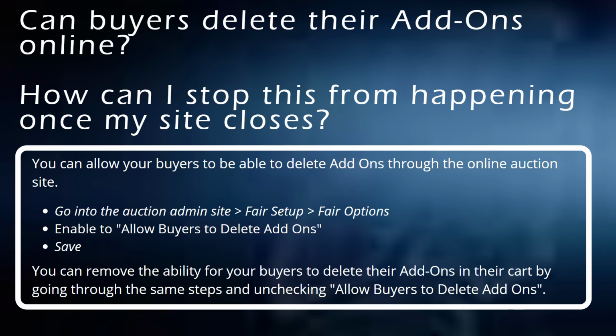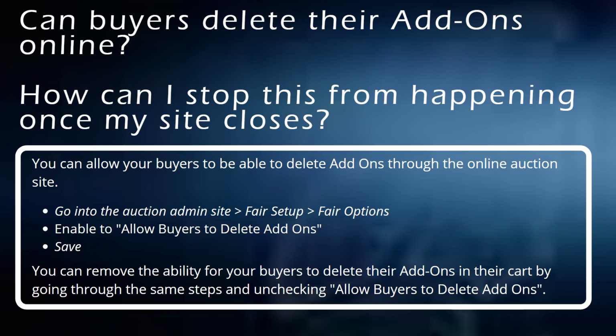However, the next question that we get is, can buyers delete their add-ons online? The answer now is yes. Yes, you can allow your buyers to be able to delete those add-ons through their login. So you have the option in your auction admin site under Fair Setup and then Fair Options to allow those buyers to delete those add-ons. Whenever you go to set that up, you'll go again through your admin site, Fair Setup, Fair Options. You'll just go ahead and click that button to allow those buyers to delete the add-ons, and make sure that you click save. Just like everything else, if you don't click save, it's not going to save, and then you'll be wondering why it doesn't work.